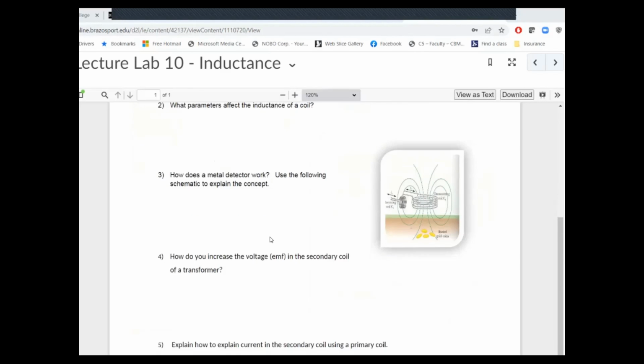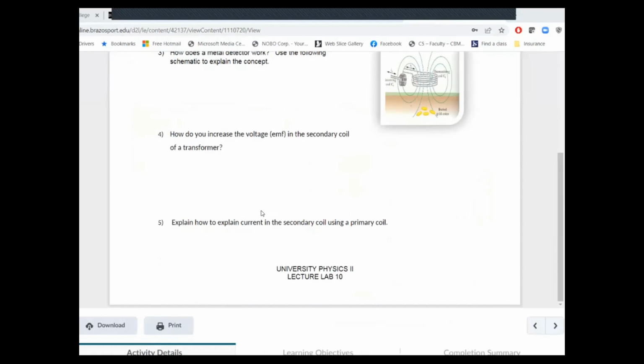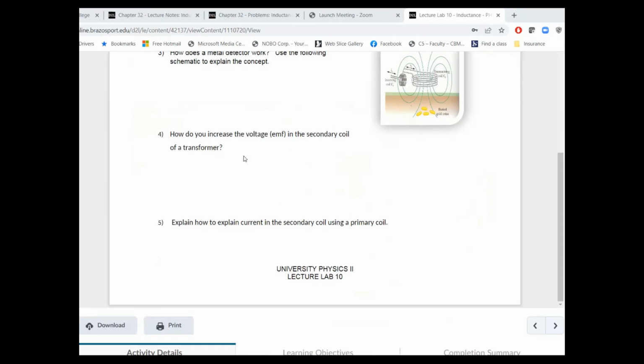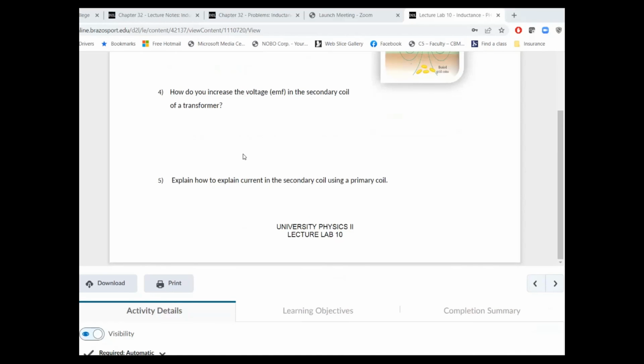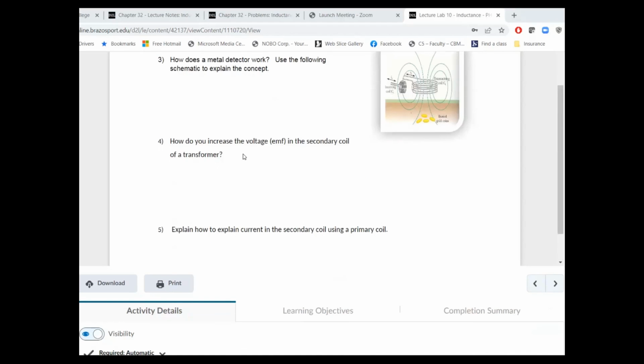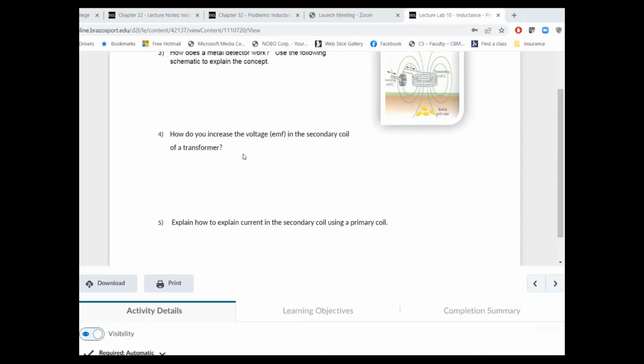All right, so how do you increase the voltage in the secondary coil of a transformer? You increase the voltage in the secondary coil of a transformer by increasing the number of turns in the secondary. And the reason why that's going to work is because the change of flux within the primary and the secondary is the same. And because the change of flux within the primary and secondary are the same, if you increase the number of turns in the secondary, it's going to increase the electromotive force in the secondary.